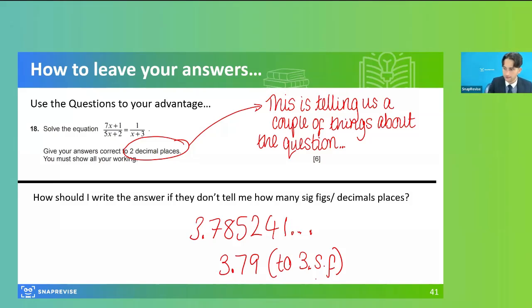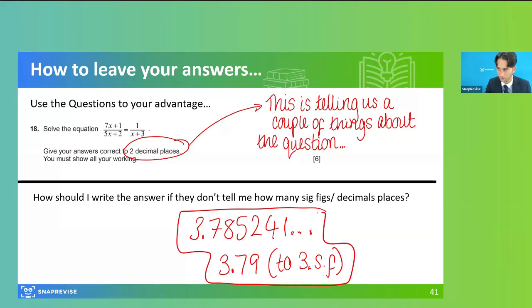So that can be really, what's the word I'm looking for? Empowering, because you're in control. If they haven't told you how to round it, you make a sensible decision, you make the executive decision, and you just tell them in a little bracket, I've rounded it this way. Okay? If they ask you specifically to do it to 2dp and you don't, then you're going to lose a mark. But that's what I would suggest, that you should tell them if they don't tell you.